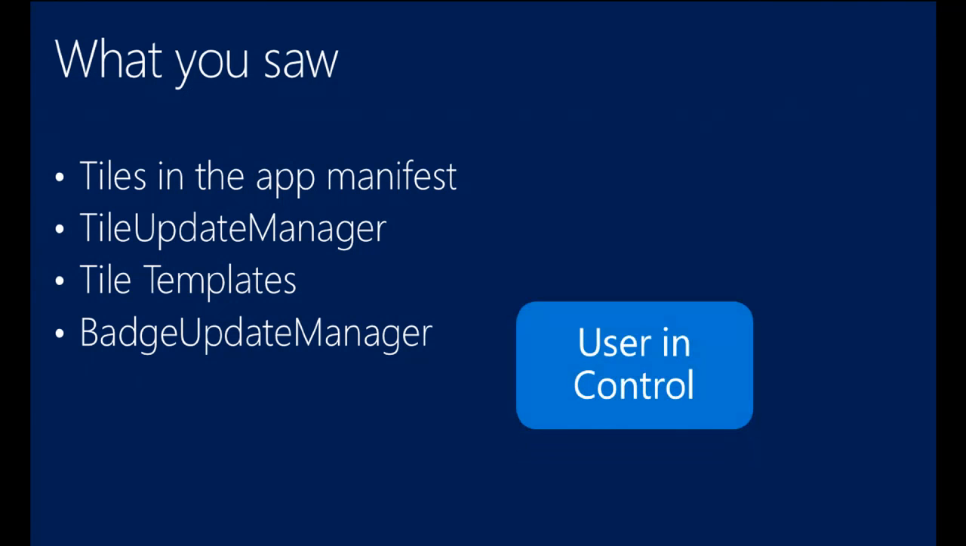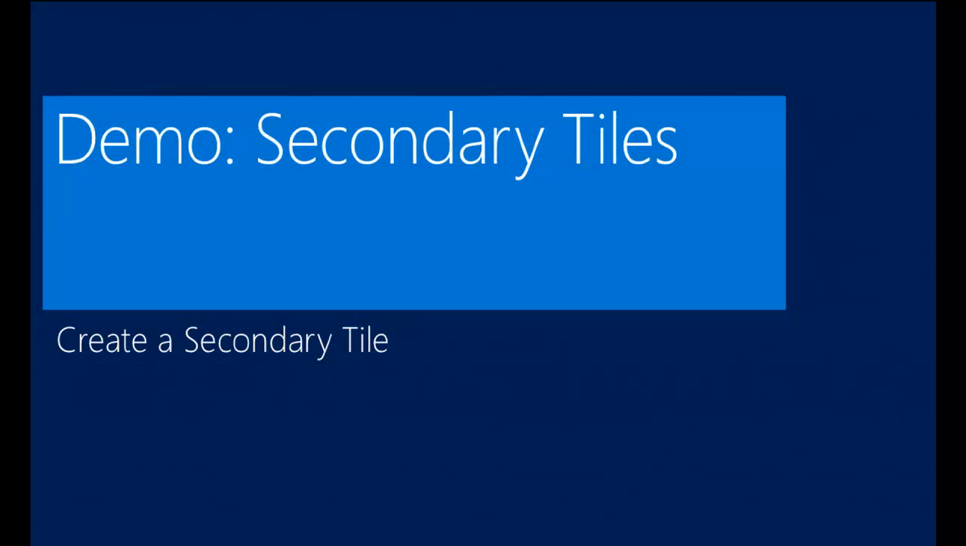And the user is always in control. If the app offers white tiles, the user can switch to square tiles. If the app offers live tiles, the user can turn the live tiles off. Secondary tiles.